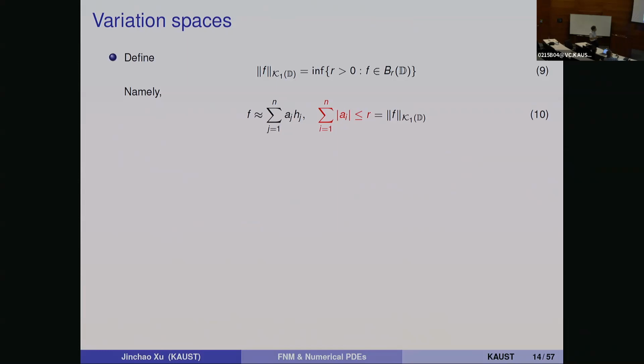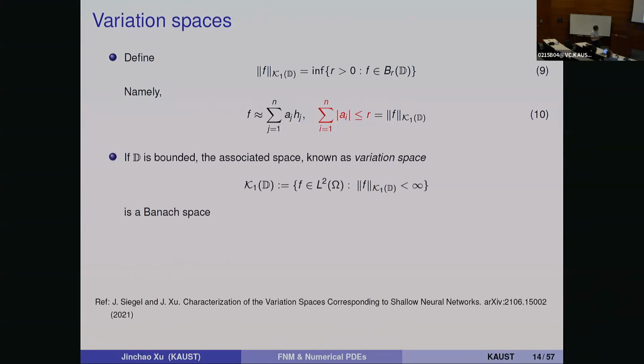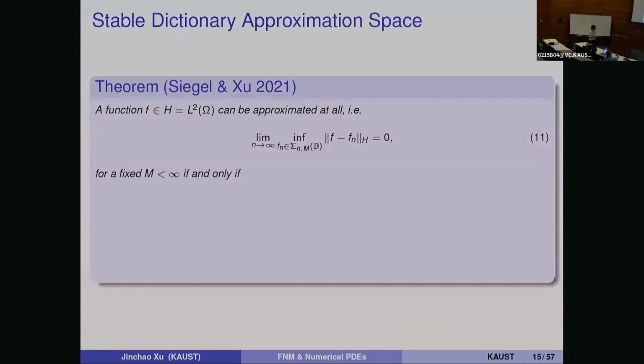This R is the bound of this linear coefficient L1. It turns out, this is a very important space. We call it K1D, and I think I borrowed the notation from some approximation theorem literature. And we can prove this is a Banach space. And so why am I interested in this space?